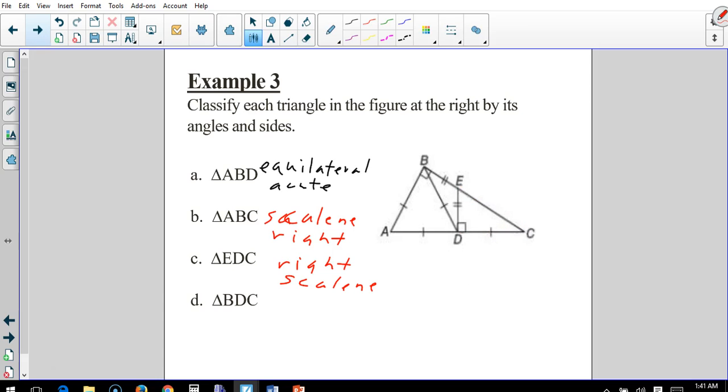And last but not least, BDC. Well, we have 1 here and 1 here, which makes it isosceles. And notice, if this is 90 and this opens up wider than that, that makes it obtuse.